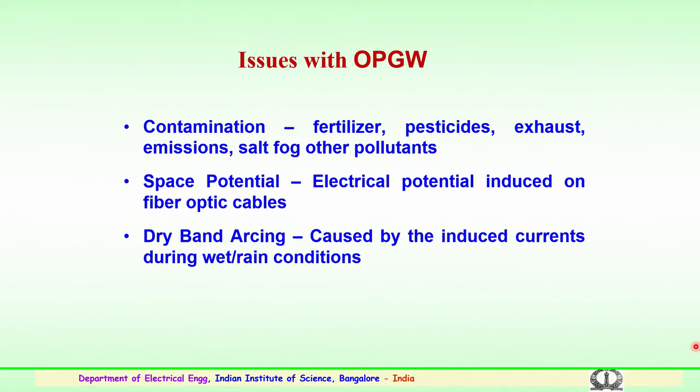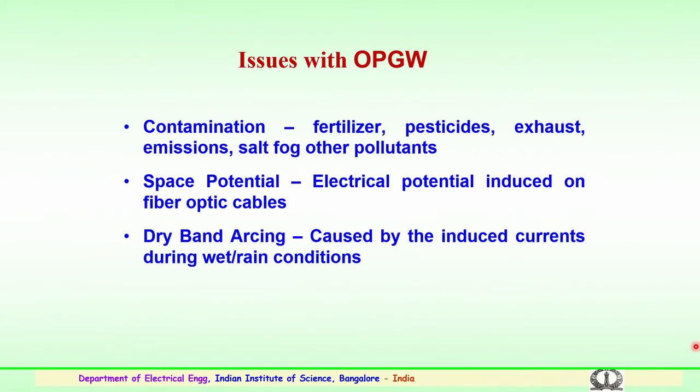Then the space potential. There could be an electrical potential induced on the fiber optic cables because of the interaction with the phase conductors which are sometimes nearby to the optical ground wire, where the rise in potential could again cause the space potential on the conductor, and this could be an issue with the use of optical ground wire.